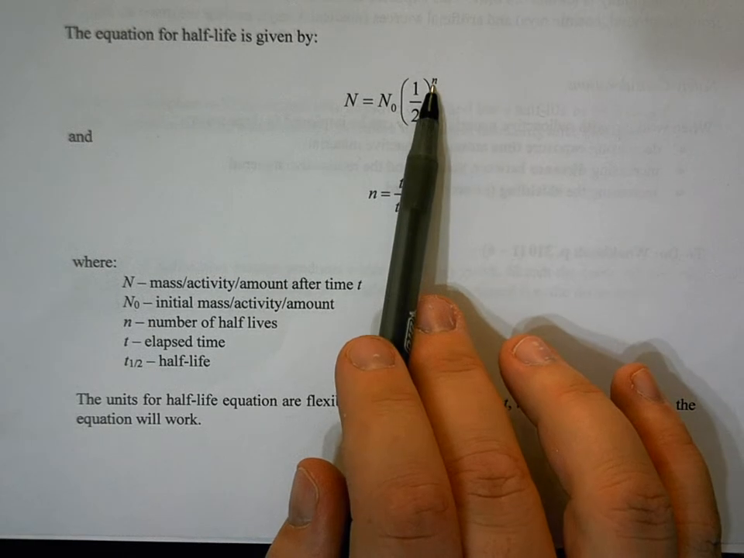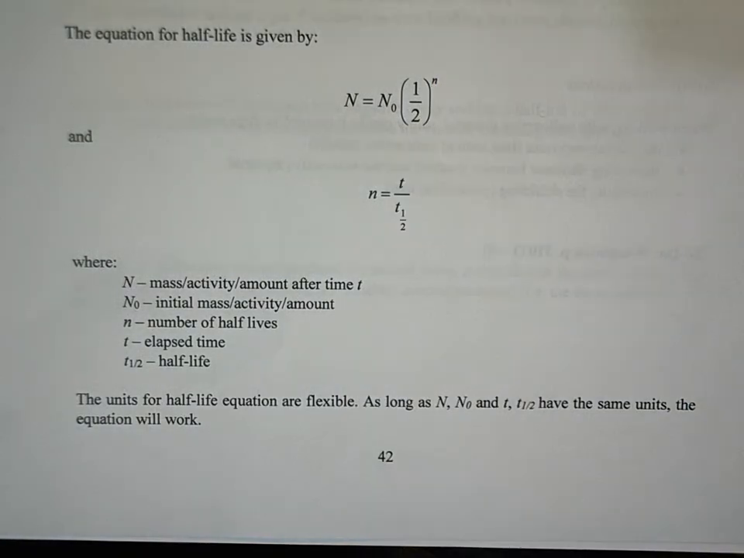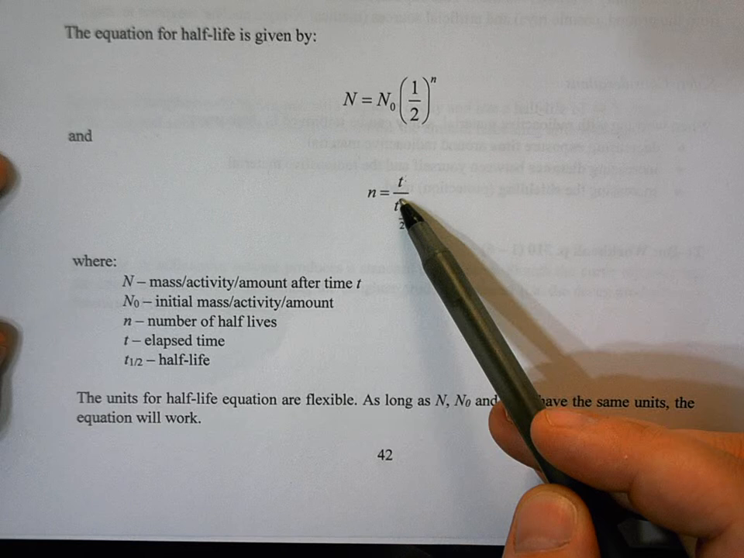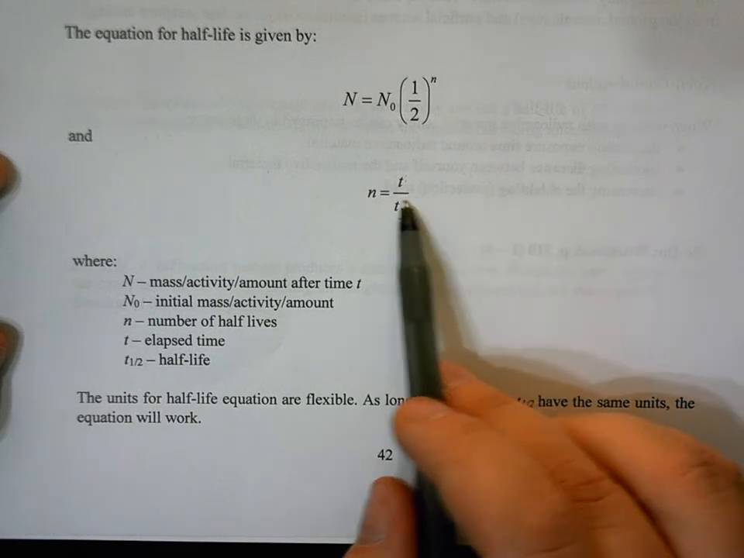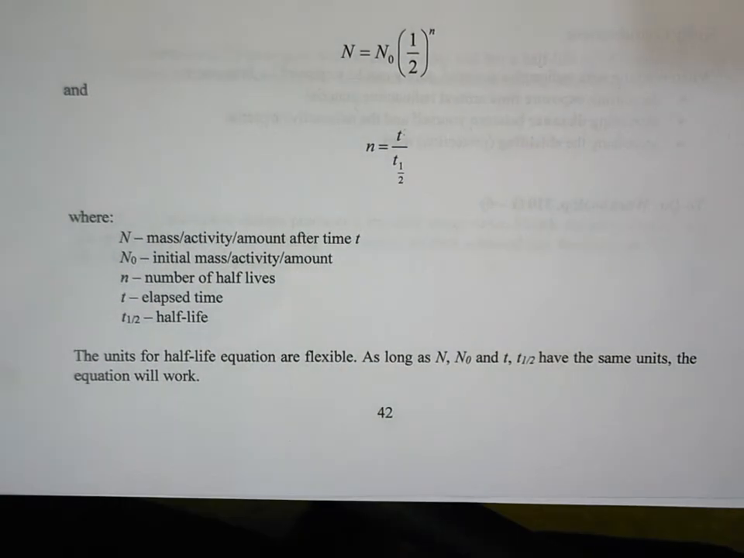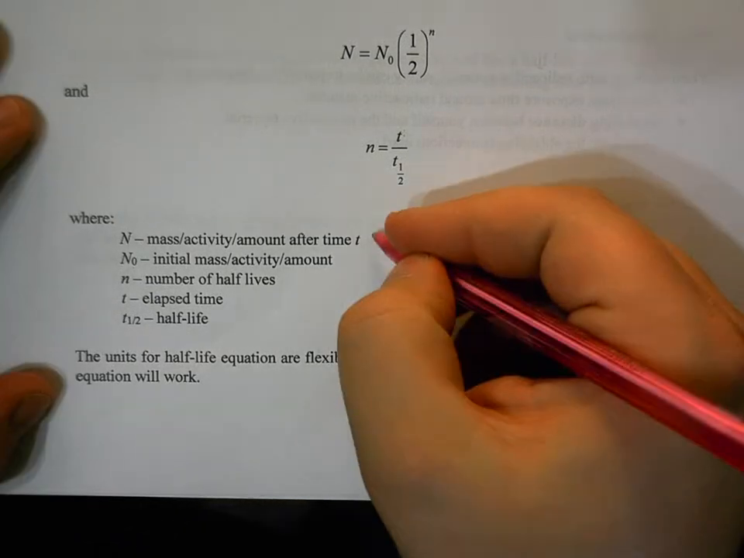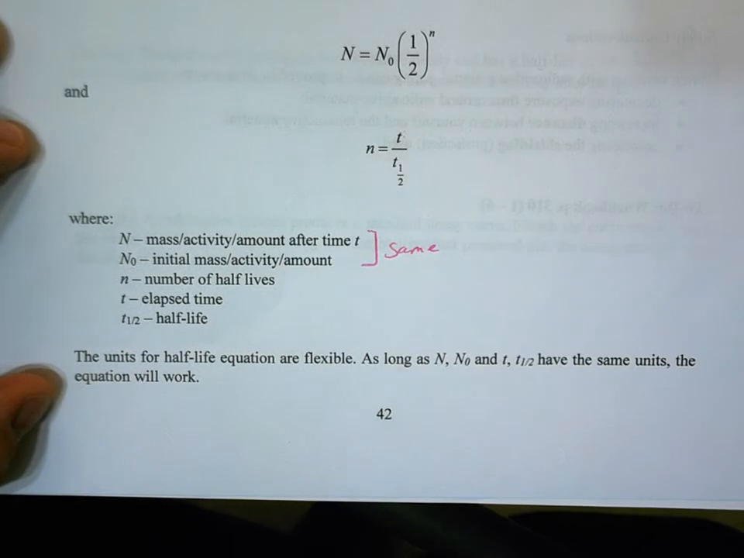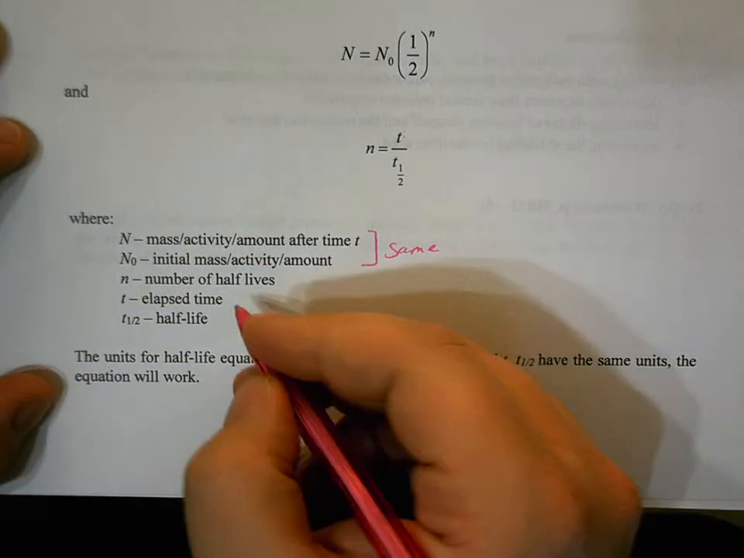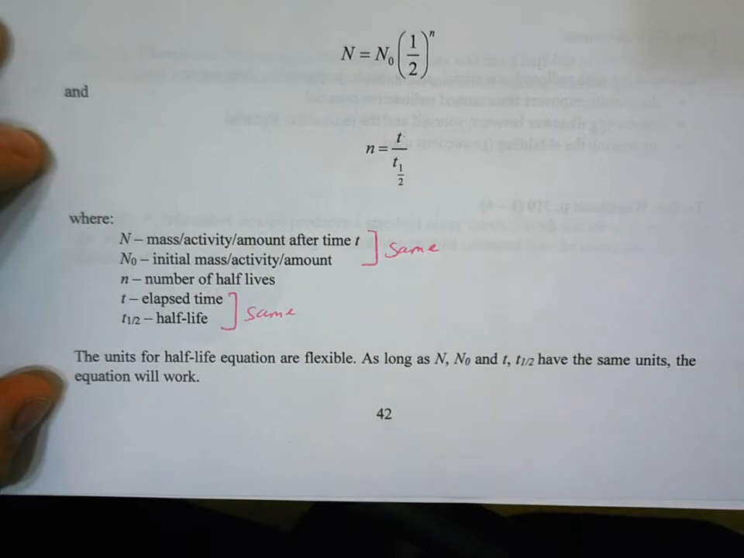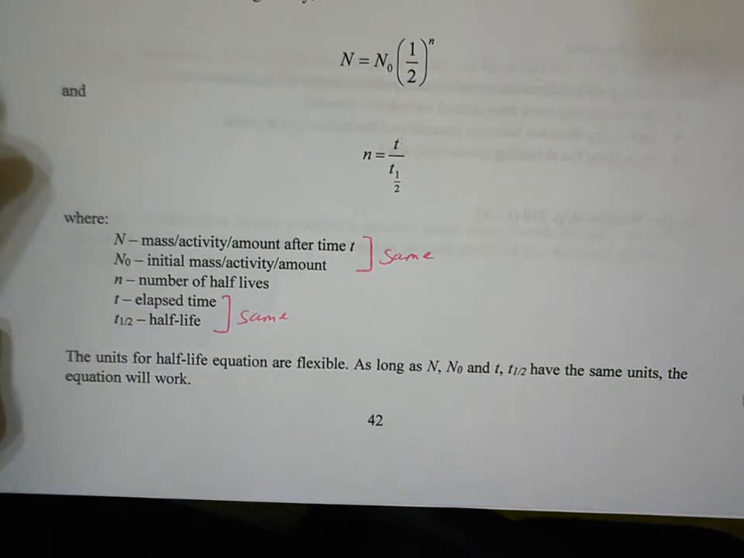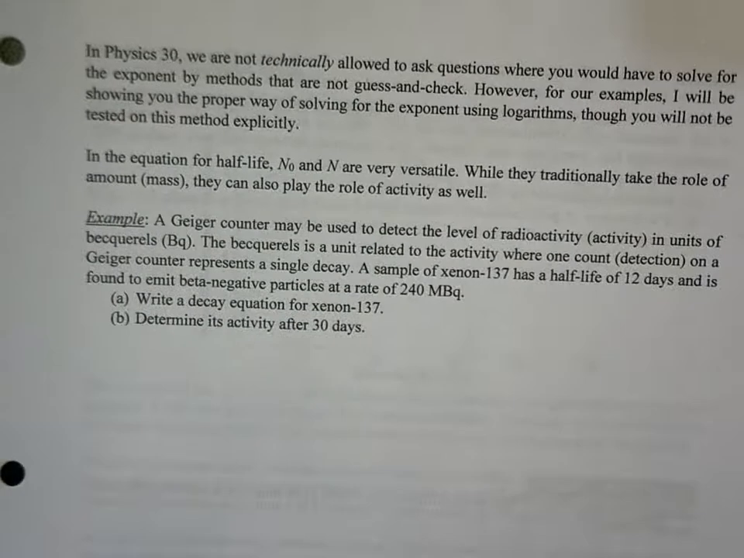The n here represents how many half-lives occurred. In order to calculate the number of half-lives, we take the time that's elapsed and divide that by the actual half-life. Most times that is going to be given. You'll also notice that I didn't put any units here. We're actually very flexible with the units in the half-life equation. As long as the units on N and N0 are the exact same, you're good. As long as the units on t and t half are the same, you're good. That's the only thing you have to watch out for. Make sure that those units are the same. Otherwise, you run into some problems.